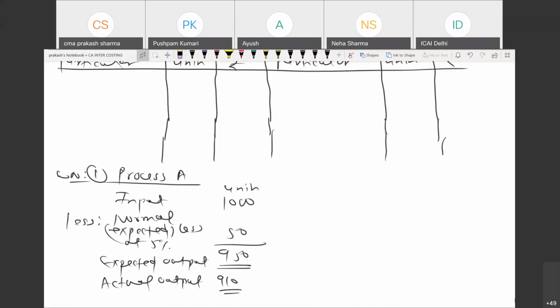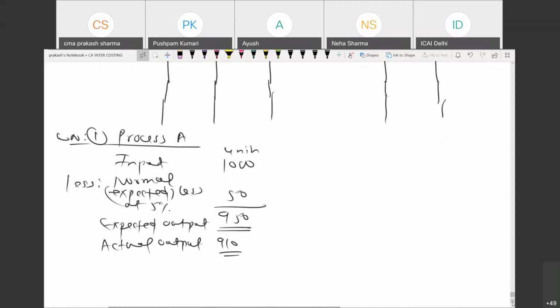So what do we experience here? Please students, let me know whether it is abnormal loss, abnormal gain, or no abnormal loss and no abnormal gain. Tell me, what has happened here? 950 was expected but the actual output is 910 units only. So yes Rajesh, you are correct. Yes Mohit also. Here we have experienced an abnormal loss of 40 units.